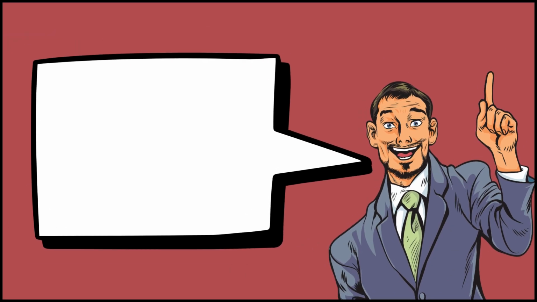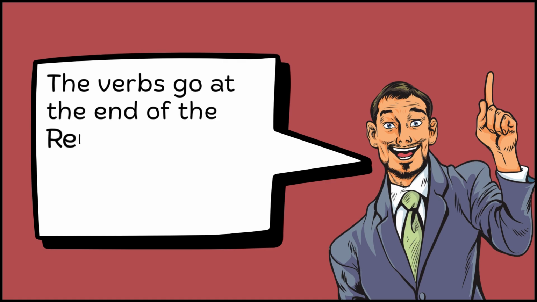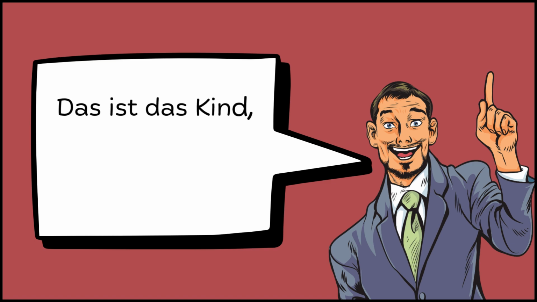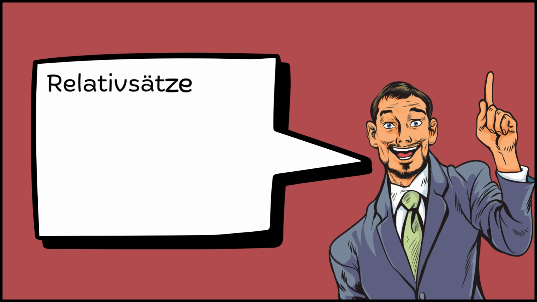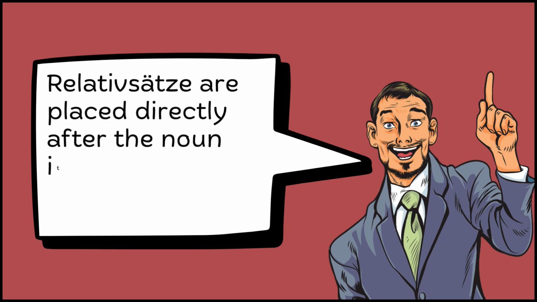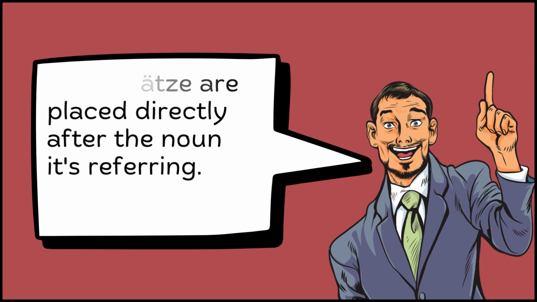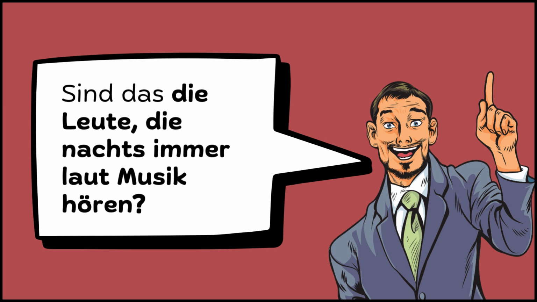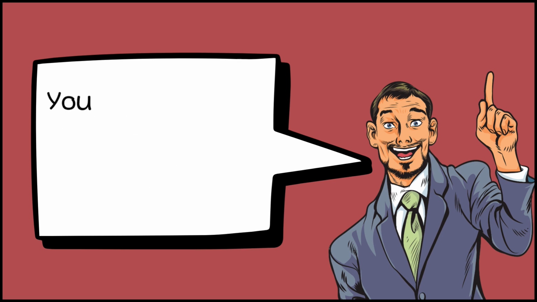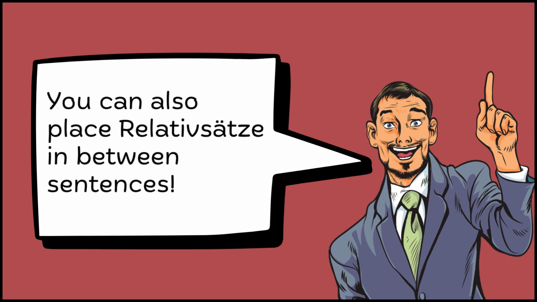Now, a few important things you need to keep in mind are, just like any other Nebensatz, the verbs go in the end, and the conjugated verb always goes at the very end of the Relativsatz. Zum Beispiel, das ist das Kind, das heute Klavier gespielt hat. And the Relativsatz is placed directly after the noun it is referring to. Zum Beispiel, sind das die Leute, die nachts immer laut Musik hören? You can also insert a relative clause in between sentences, but more on that in the next lesson.